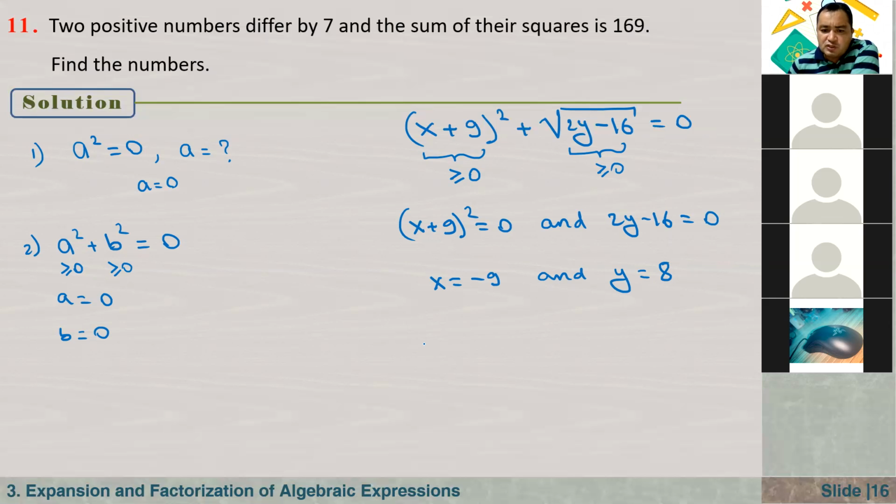Now from here, what is the question? You need to find x plus y. So what is x? Negative 9. And what is y? 8. So their sum equals negative 1. So the answer is negative 1.